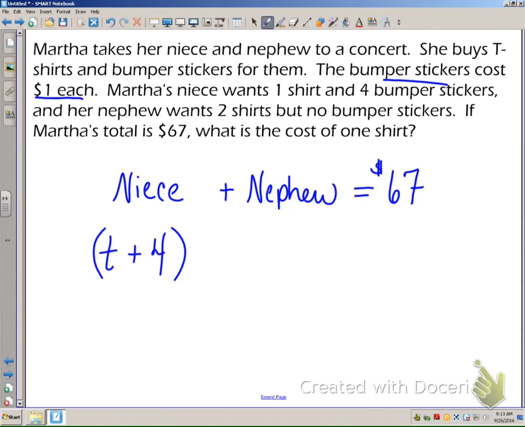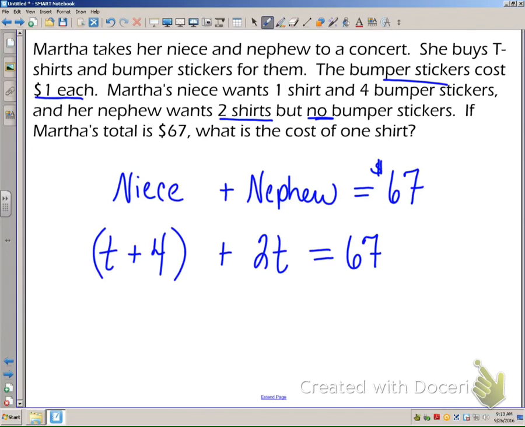Then we come over here to her nephew. Well, her nephew wanted 2 shirts and no bumper stickers. We still don't know the cost of a shirt, so we're just going to put 2T to represent 2 times the price of 1 shirt. And we know that was a total of $67.